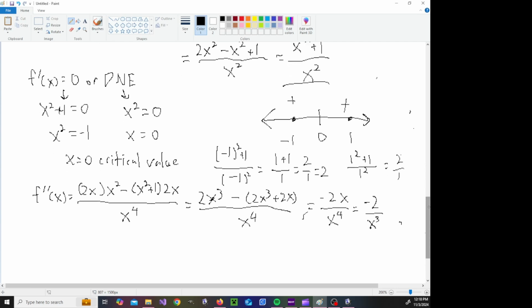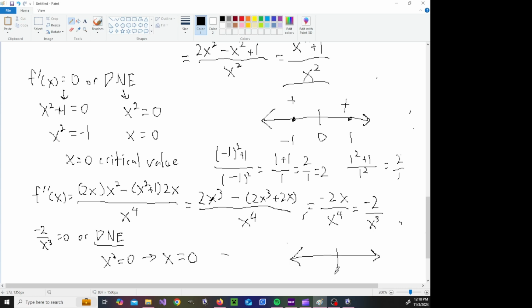So if I want to determine the concavity, then I want to find these critical points here, which would mean we're equal to 0, or does not exist. Well, negative 2 is never going to be equal to 0, so really I want to know when the denominator would be equal to 0, because that means it must not exist. So I want x cubed equal to 0. Well, hey, that means x is equal to 0.